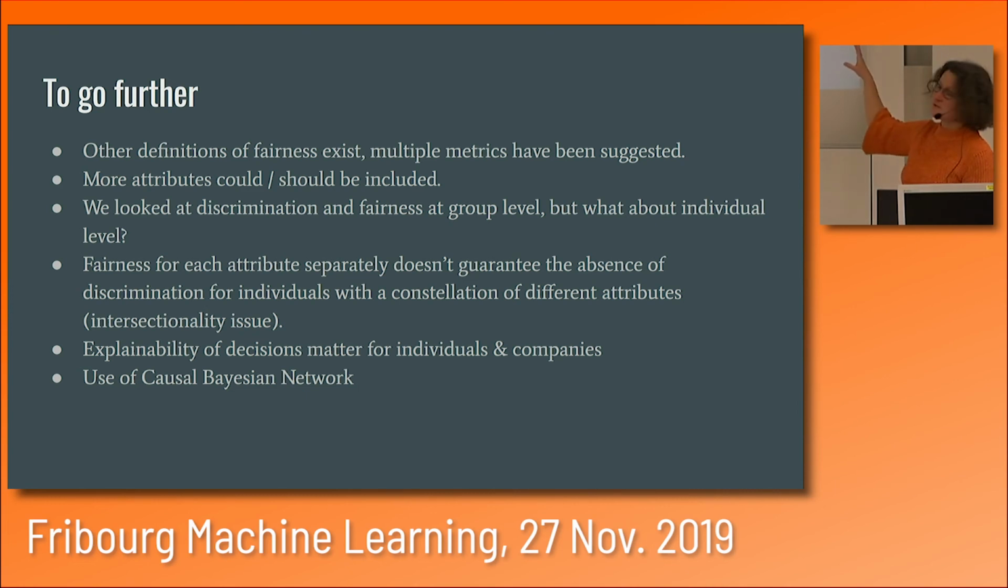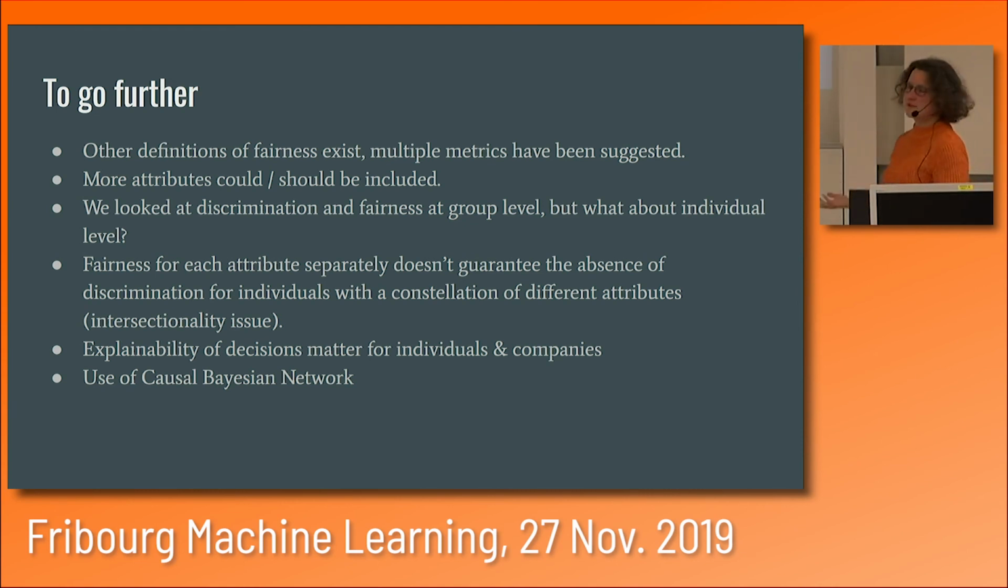There are other definitions of fairness. Like you mentioned at the beginning, it's an ongoing debate, and there are multiple metrics that have been suggested. More attributes could or should be included also. Like we specified a number of attributes based on what's illegal in the US, but that's not all possibilities of discrimination. We looked at discrimination and fairness at the group level, but not at the individual level. And that's also very important. And that's another completely different issue. We also check for fairness for each attribute separately, but not for an individual that would have a constellation of different attributes. Black women with poor income, or I don't know. So it's the intersectionality issue.